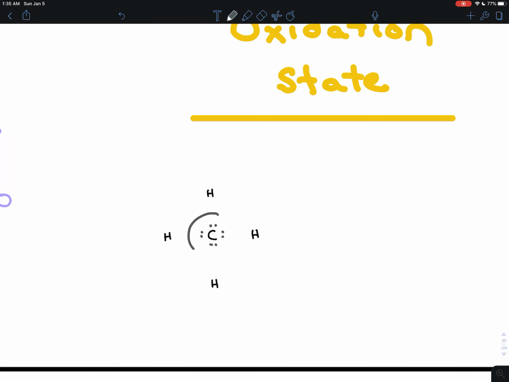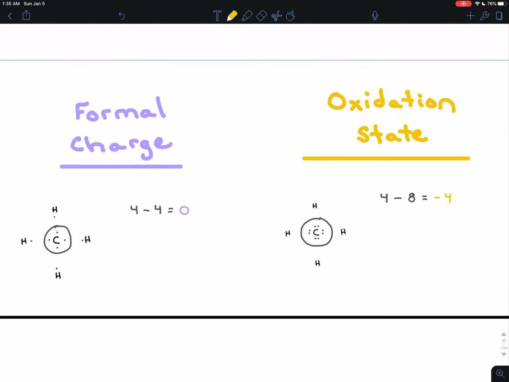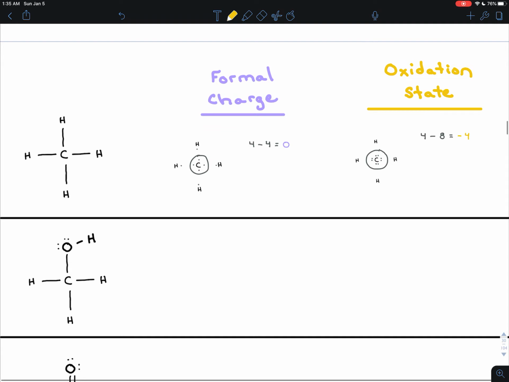The charge on this carbon is going to be the oxidation state. Now, carbon normally has 4 valence electrons around it because it's in group 4A on the periodic table. Here, it has 8 valence electrons around it, and so the oxidation state for that carbon is -4. So notice how different that is from the formal charge. Okay, I know it's a little strange, so let's practice this a little bit more. We'll do this with methanol now.